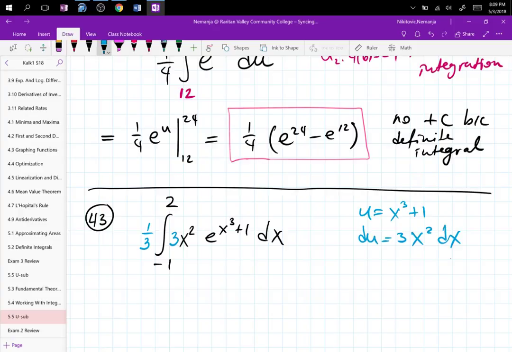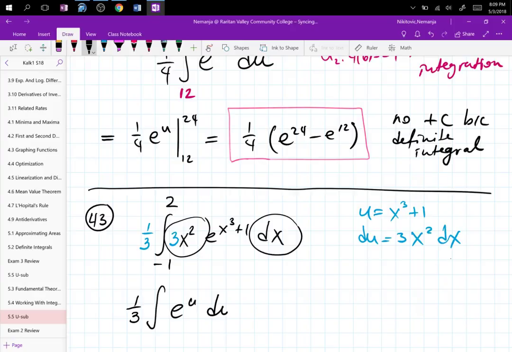Really? So, to solve this problem, now I have 1/3 integral, and instead of e to the x squared dx, I get to write du. So this is e to the u du. The entire evil integral collapsed onto just e to the u. But you're not done. You have to transform the limits. Otherwise, can't compute. So what do?